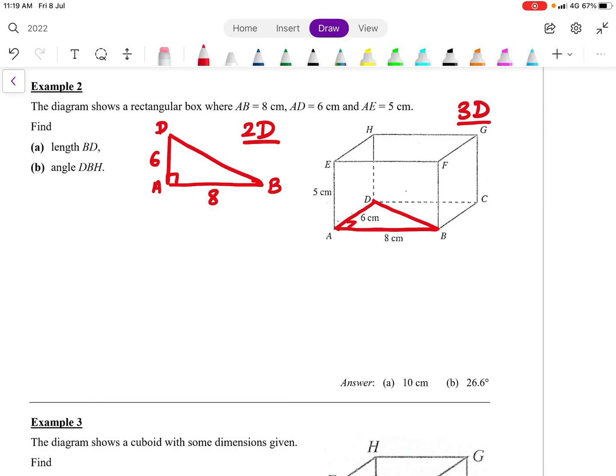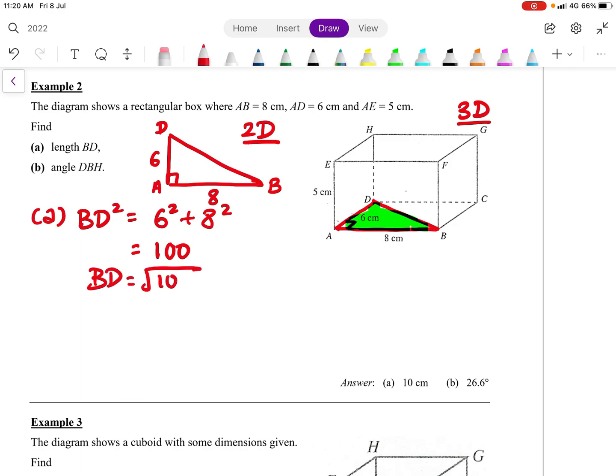Alright, so pull out the triangle and I can find the length of BD. BD square equals 6 square plus 8 square. This is Pythagoras theorem. You get 100. So BD equals square root 100. Don't have to put plus minus because we're talking about length. Okay, length is definitely positive. So I get 10 cm.